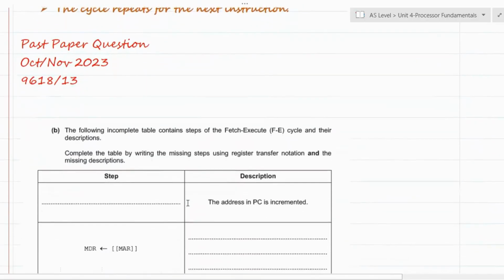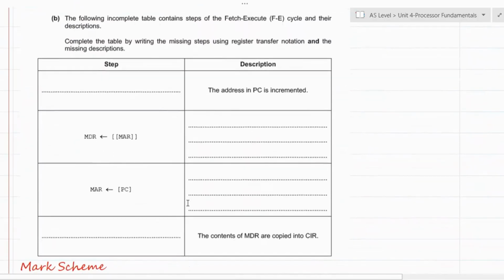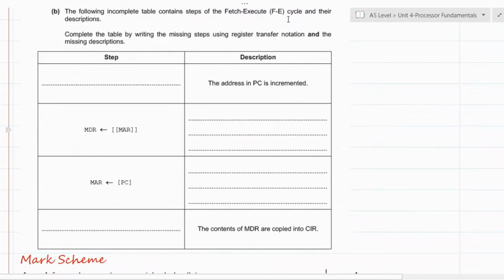Now let's have a look at some past paper questions. First one is, the following table contains steps of the fetch, decode, execute cycle and their descriptions. Complete the table by writing the missing steps using register transfer notation and the missing descriptions. Now, first step, the address in PC is incremented. So you have just learned the register transfer notation for each step in the fetch, decode, execute cycle. So first one is PC is incremented.